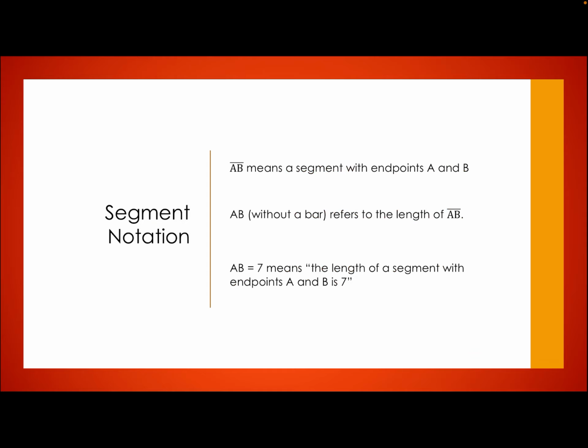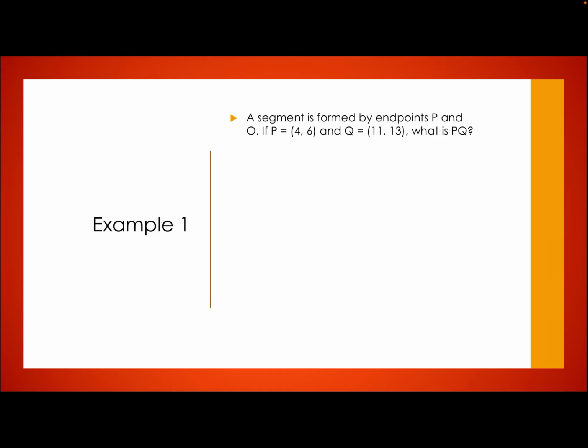So some notation first. Segment AB with the line over it means segment AB. It means a segment that has endpoints A and B. And AB without a bar refers to the length of the segment AB. So when we see AB equals 7, that's going to mean that the length of a segment with endpoints A and B is 7 units long.